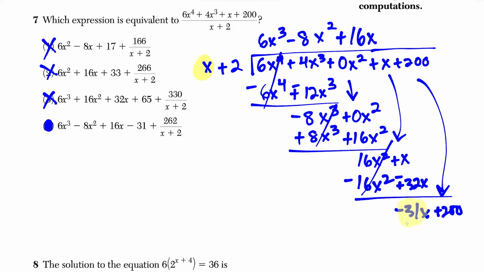Now from here, finally, we do this process one more time. So we're going to do negative 31x divided by x is minus 31. And now we multiply, we have minus 31x. And then we're doing minus 31 times 2 is minus 62. And then finally, we just do the subtraction here. So we're subtracting this binomial. And when we subtract, the signs are going to change. These terms cancel. 200 plus 62 is 262. And this is our remainder.